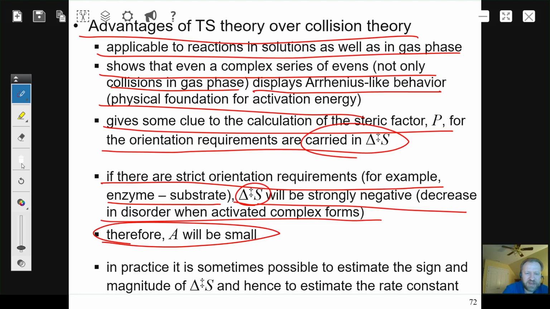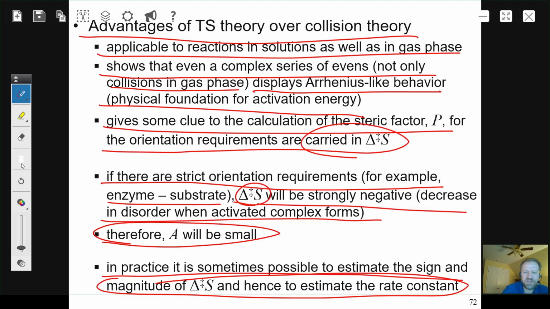Now, in practice, it is sometimes possible to estimate the sign and magnitude of activation entropy and hence to estimate the rate constant.